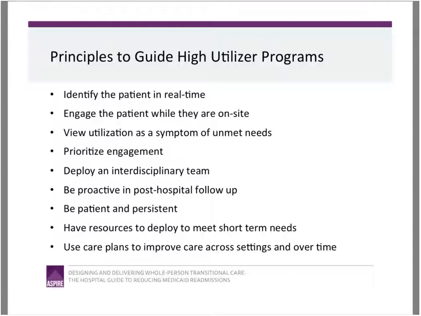You're going to want to deploy an interdisciplinary team, much like the one from the Safety Net Hospital in California that I just described. Often the interdisciplinary team is a balanced team of program management, data analysts, nursing, advanced practice nursing, pharmacists, social workers, outreach workers, community health workers.